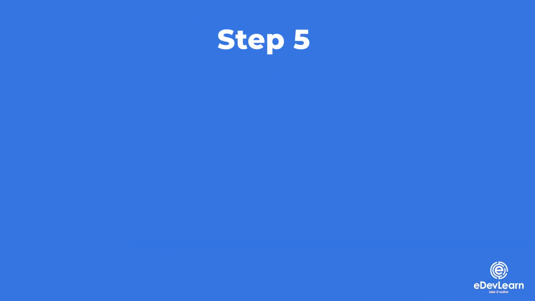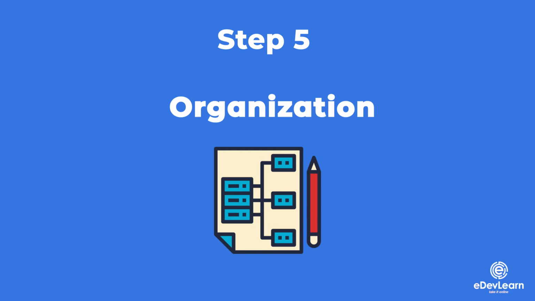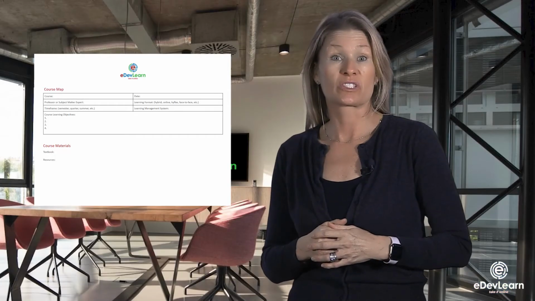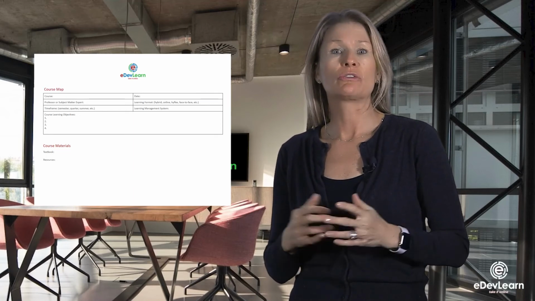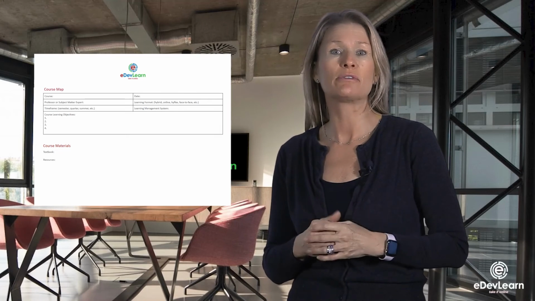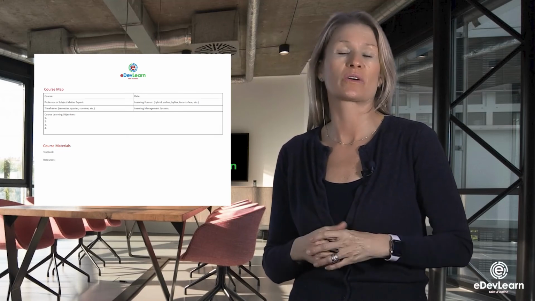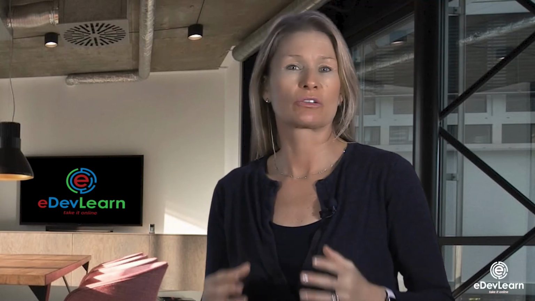Step 5 of the curriculum development process is organization. This is where you look through your outline, course layout, and content and make sure everything flows and makes sense. I usually use a course map, which has everything laid out in one document. You can download the eDevLearn course map on our website to give you an idea of what a completed course map looks like.